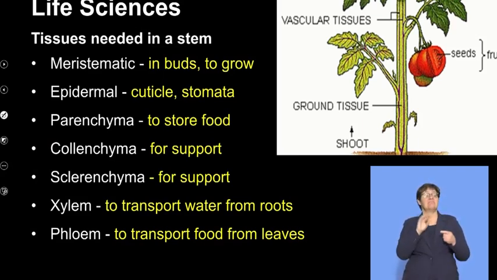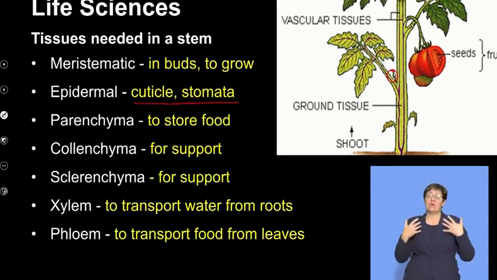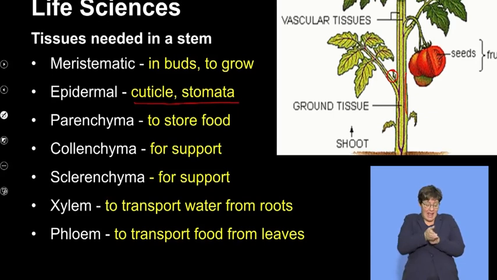We would find meristematic cells in buds. That's a bud, and that is where new leaves and flowers grow. We would also find epidermal cells, and quite important, they would cover the outside of the stem, and they would need a cuticle to prevent water loss, plus they would need stomata to get in the gases they need. Would we need parenchyma? Most definitely, to fill spaces and store food.